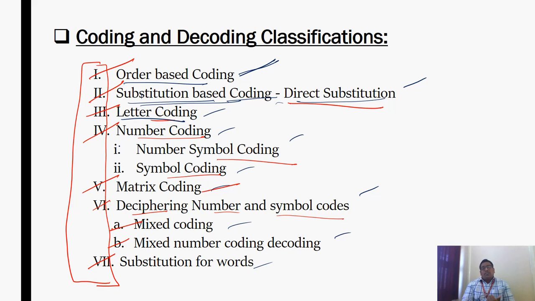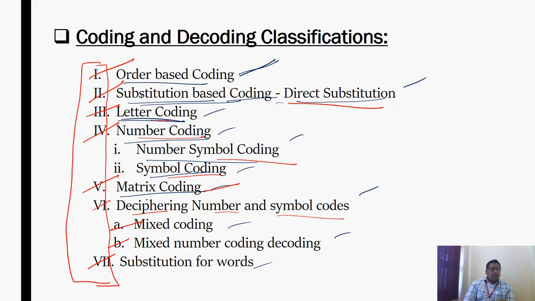Next is letter based coding. We have letter jumps, so there'll be one letter gap, two letter gap, three letter gap, forwards or backwards, or an increasing gap between them. And also we have the mirroring concept where A is coded as Z, P is coded as K. So it's very interesting to learn. Then number coding, where numbers are coded with respect to symbols, and symbol coding as well. Then matrix coding, where a letter can be derived using two matrices.